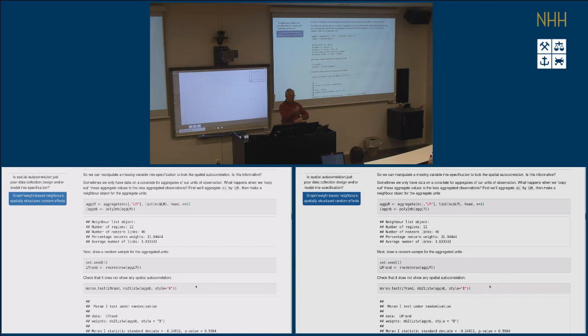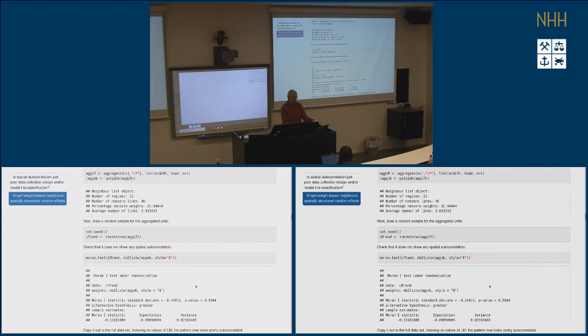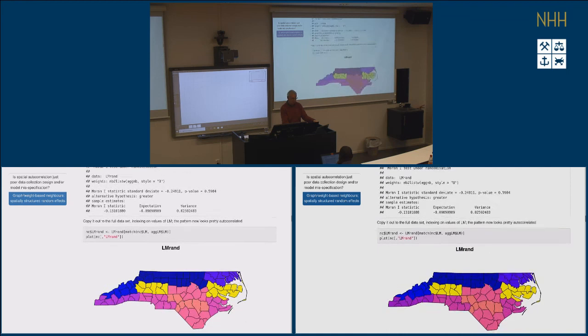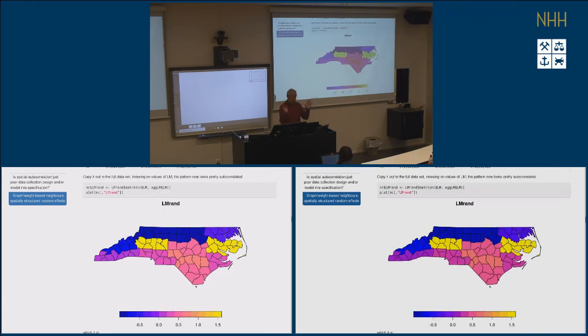Now, what happens if we have an uncorrelated, unspatially correlated upper level, but we copy out the values to the lower level, which is where we have much more information? So that's what we're doing here. So we're aggregating the 12 blocks of counties. We're generating a random variable at the level of those blocks, the 12 blocks, and within those 12 blocks there's no spatial autocorrelation, and this is then the map of the values in the blocks. So there's no spatial autocorrelation in these.